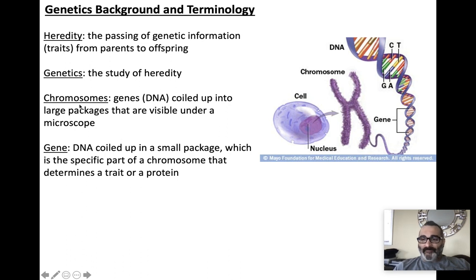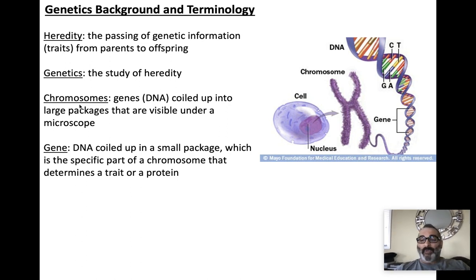Mom gave you half your chromosomes, dad gave you the other half. So you have a total of 46, 23 pairs. Why do we call them pairs? Well, there's chromosome number 1. You got 2 of those. One of them came from mom, one of them came from dad. Chromosome number 2, one of them came from mom, one of them came from dad.